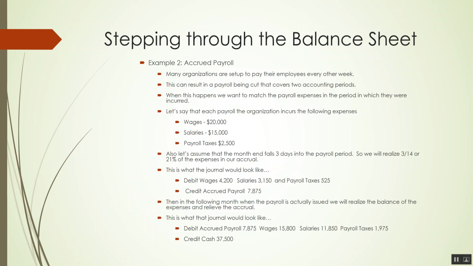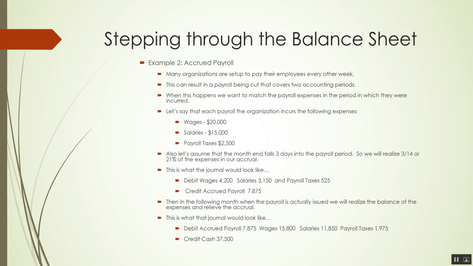So basically, we want to realize the expenses of 3 out of the 14, or 21% of the expenses need to be booked in this accrual. So this would be what the journal entry would look like. 21% of the $20,000 of wages would be $4,200. So we debit that. We would debit the salaries account for $3,150 because that's 21% of the 15 grand, and the payroll tax expense would be debited for $525, and that would all be offset to a credit in the accrued payroll of $7,875.